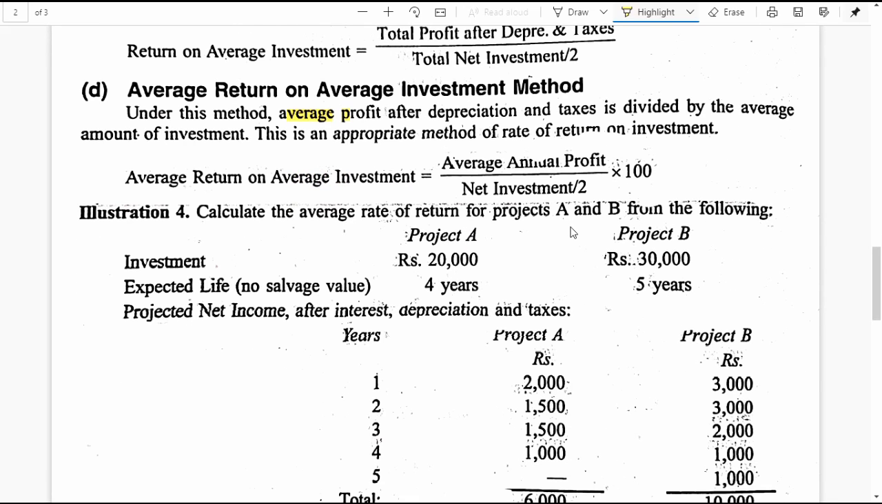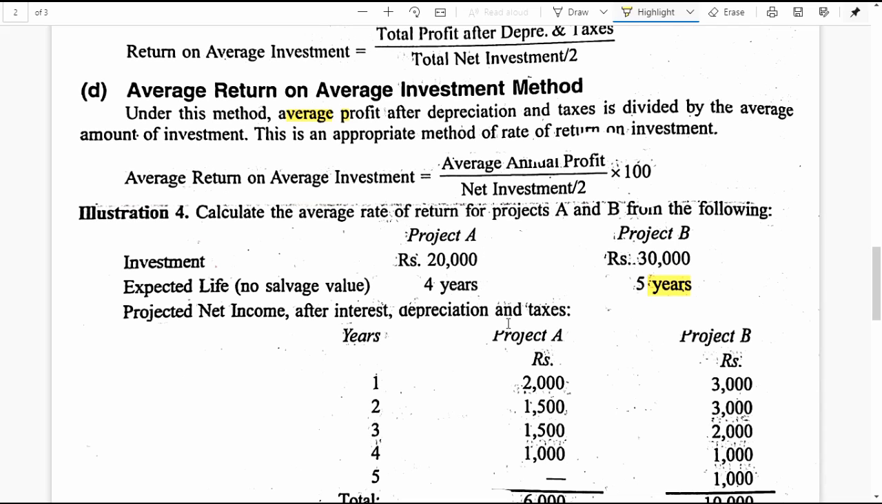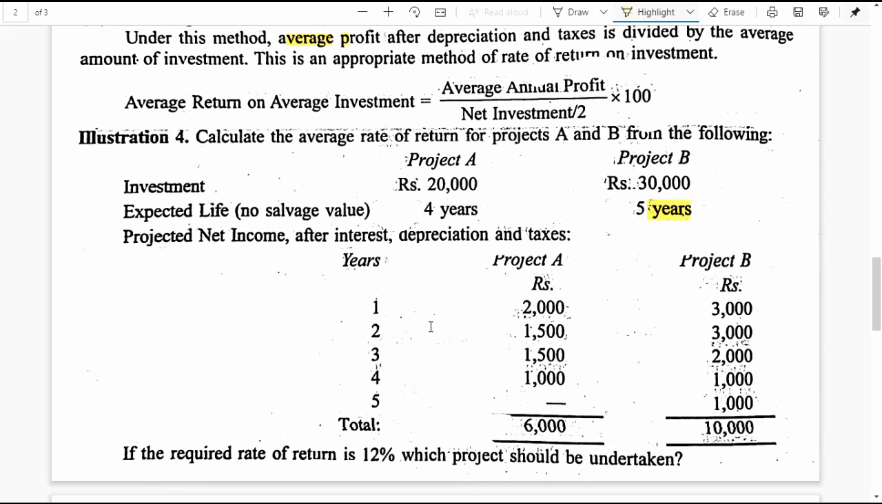Calculate the average rate of return for projects A and B from the following. Investment for project A is 20,000, for project B 30,000. Expected life: no salvage value. That means at the end of its lifetime, project A and project B will give nothing if disposed. The lifetime of project A is 4 years, project B 5 years. Projected net income after interest, depreciation and tax, which could simply be named as profit after tax. Profit after tax is certainly after interest and after depreciation as well. So you can simply say EAT or PAT, earnings after tax or profit after tax.